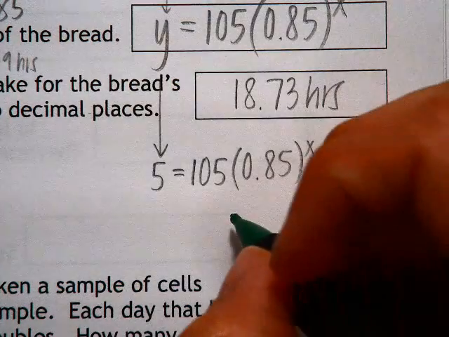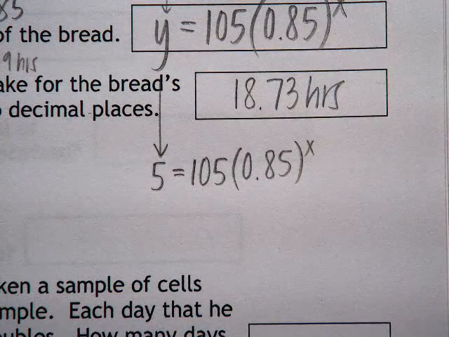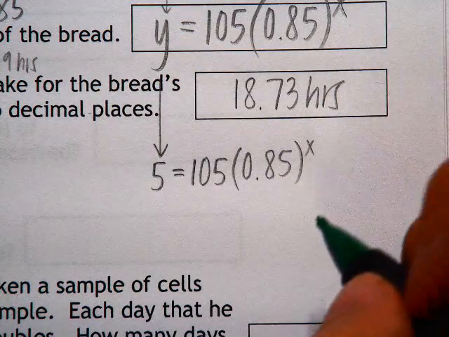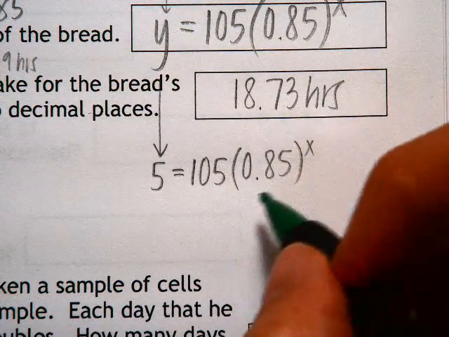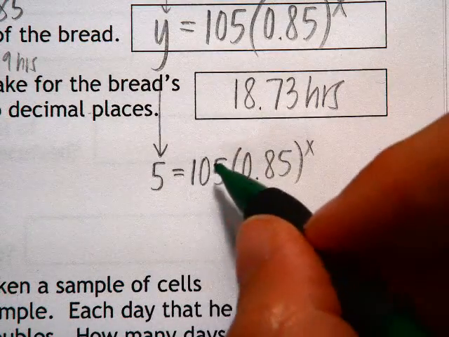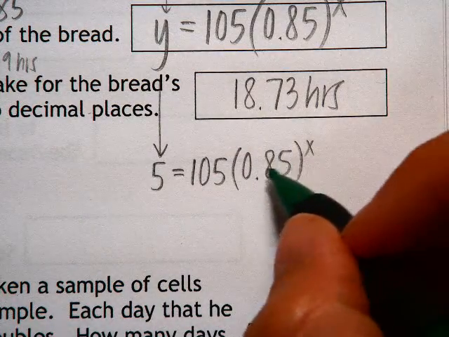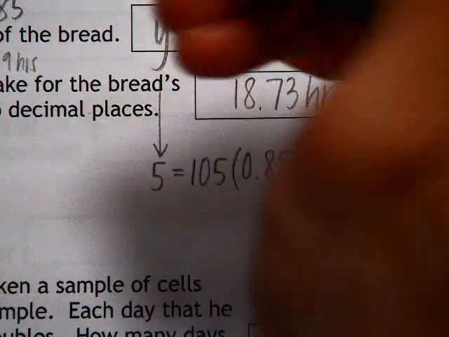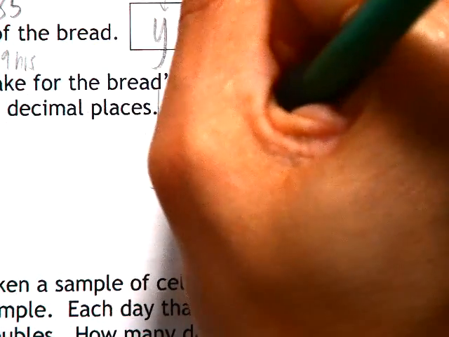Here's how. First, let's focus on getting x by itself. Remember how the general wisdom of algebra is to work from the outside in, get rid of anything that's subtracting or adding first, then get rid of anything that's multiplying or dividing, then work on parentheses and exponents. Well, I've got something that is multiplying. I'll get rid of that. I'll divide both sides by 105.